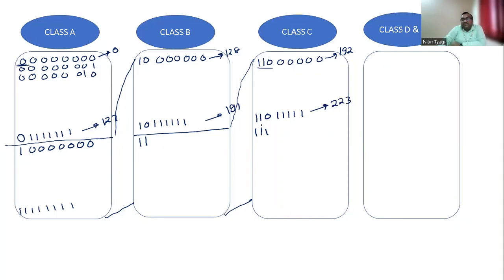Then what next? The next one over here. Now, here what you have to do? 1110 or 1111, this should be fixed, right? Now 1, 2, 3, 4, and what will be the last?